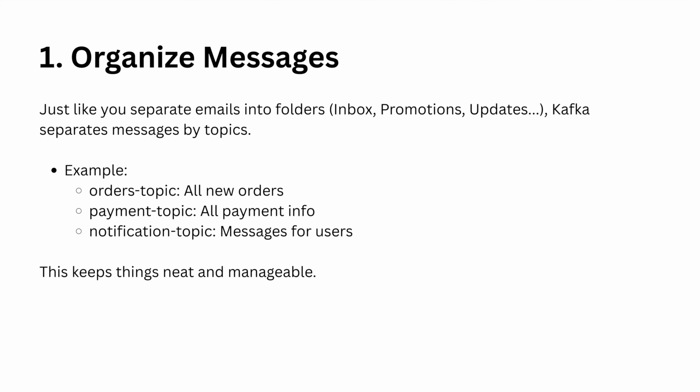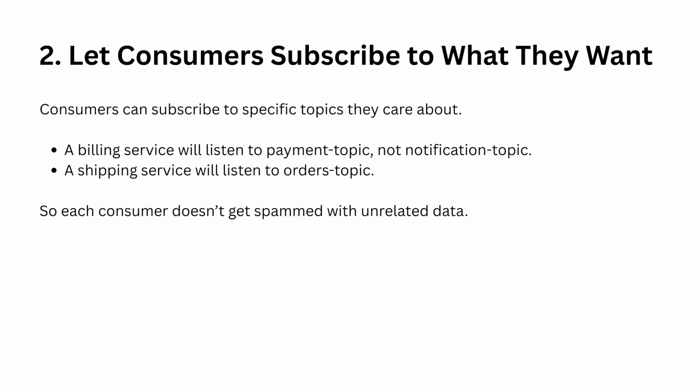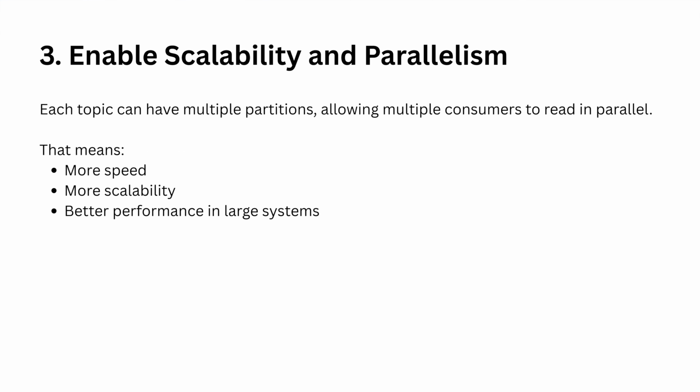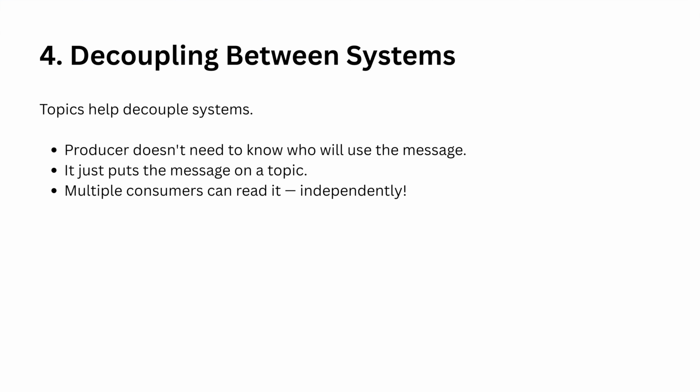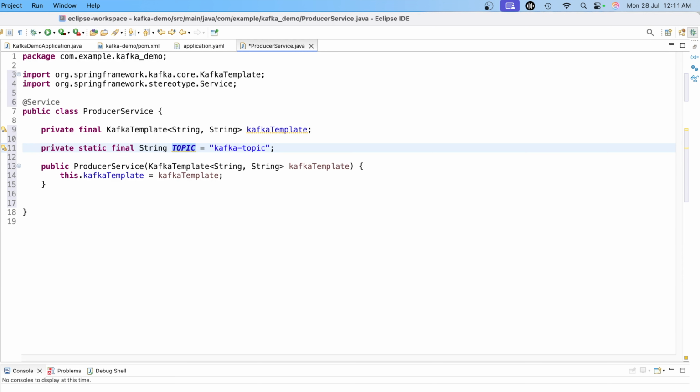So a topic is responsible to organize messages, let consumers subscribe to what they want, enable scalability and parallelism, and decoupling between systems. So topic is pretty much doing everything, because without topics everyone could get everything, which is going to be a total chaos, right? So that is why we would require a topic here, and which we have initialized.